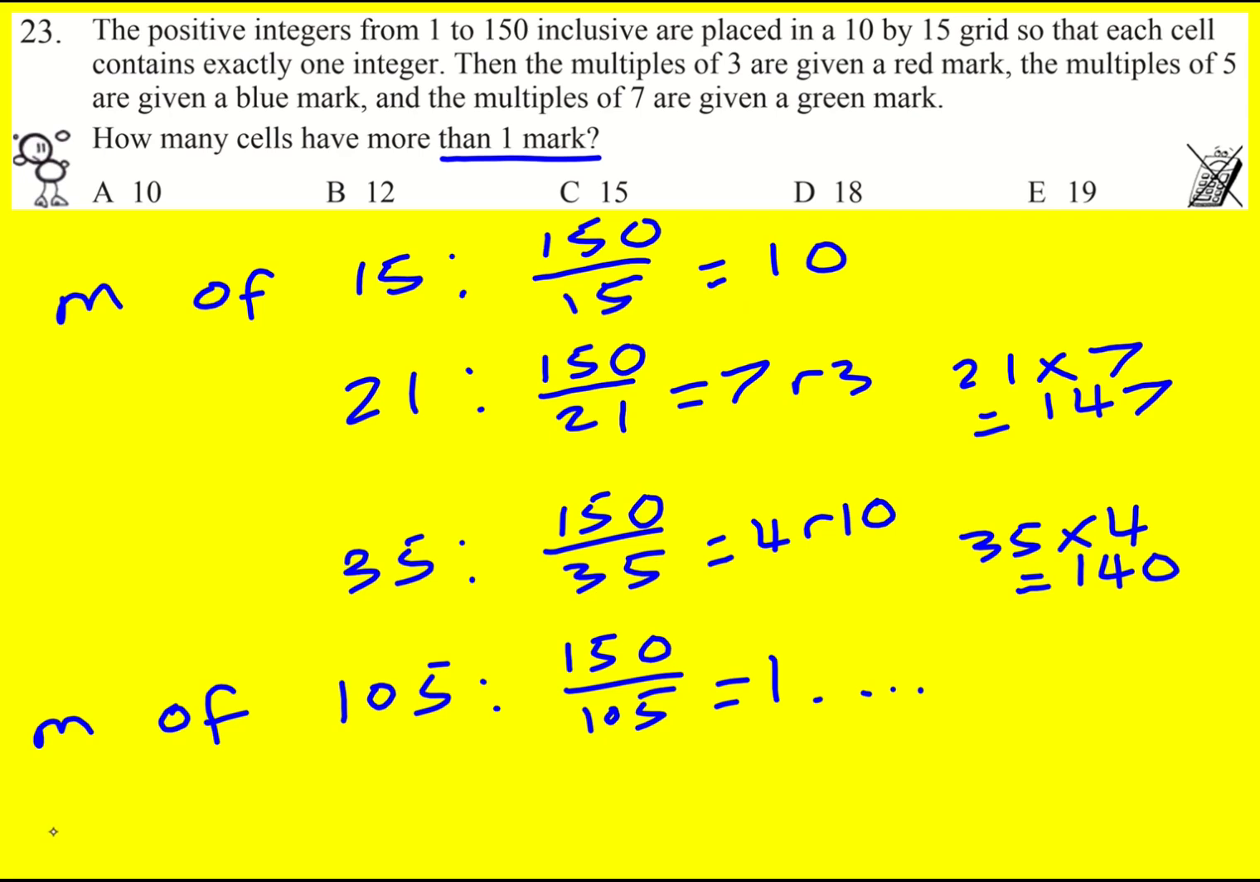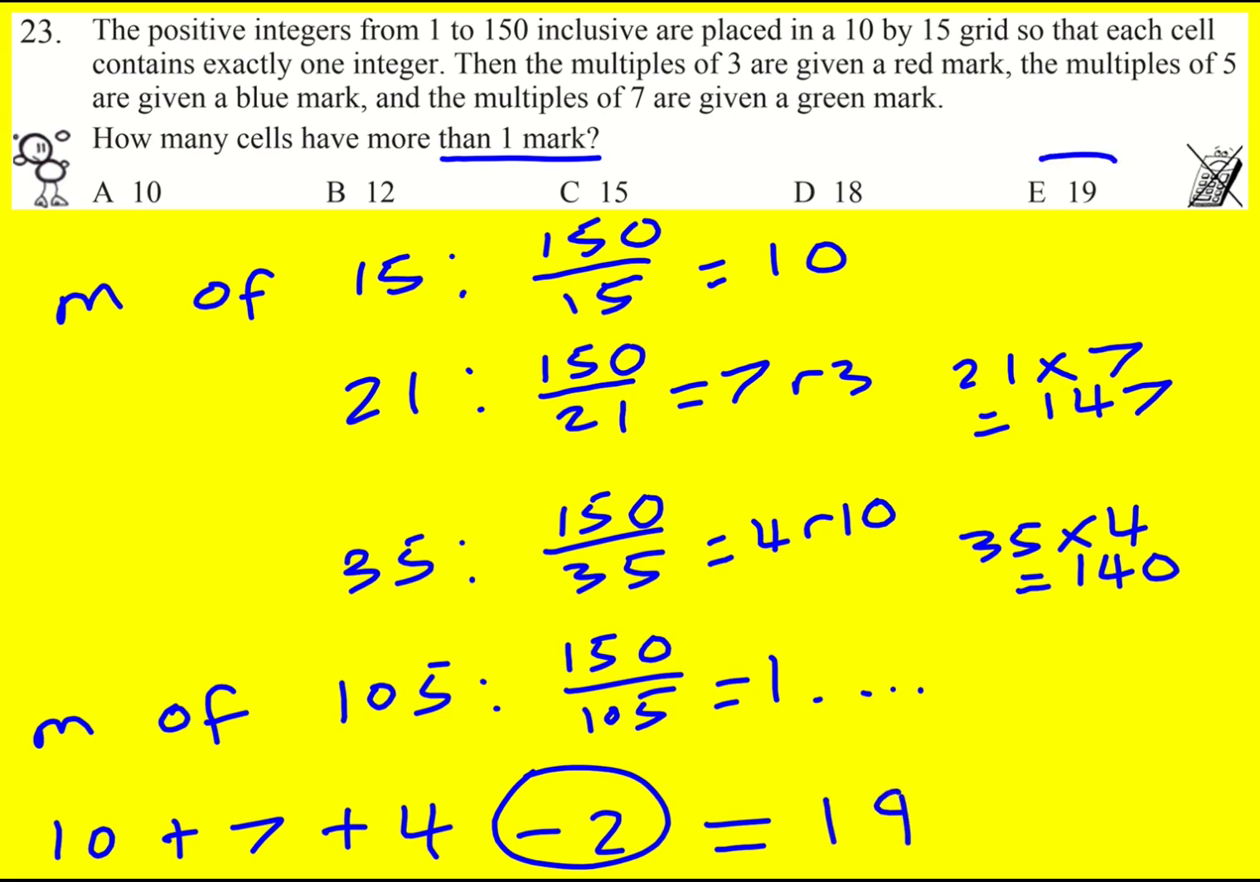It's going to be 10 plus 7 plus 4, but that 105 which has got 3 marks, I've counted it here, here, and here, so I need to minus 2 so that I only count it once. That's really important and probably the most subtle part of this question. So I'm going to get 21 minus 2, I get 19. That's E.